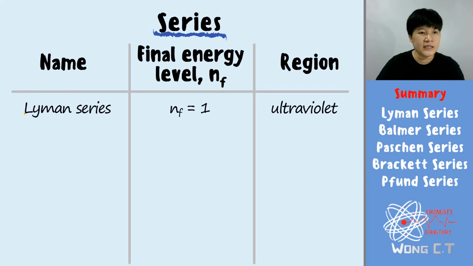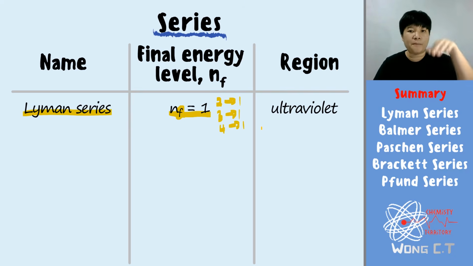The first one is the Lyman series. The Lyman series is produced when all the electrons drop to n equals 1. So your n final is 1. In other words, you are moving from 2 to 1, from 3 to 1, from 4 to 1. All the electrons are dropping to n equals 1. That will be your Lyman series.